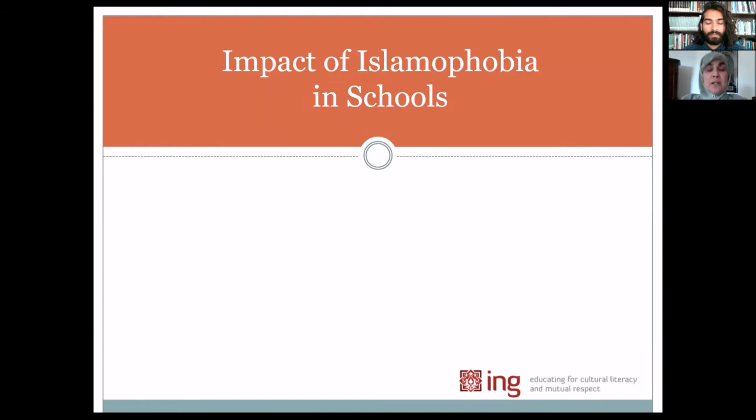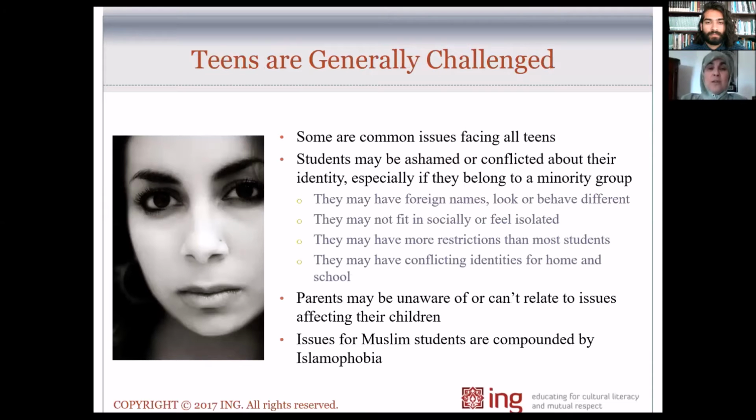Now, looking specifically at the impact of Islamophobia in schools, we know that there is a direct impact on Muslim students in the classroom. When we're talking about teenagers, we know that teens are generally challenged during this age. Adolescence is a very challenging time for all teenagers because they may be ashamed or conflicted about their identity, but this is more pronounced if they belong to a minority group because they may have additional issues to be concerned about, such as their names that are foreign. They may look or behave different than other classmates.